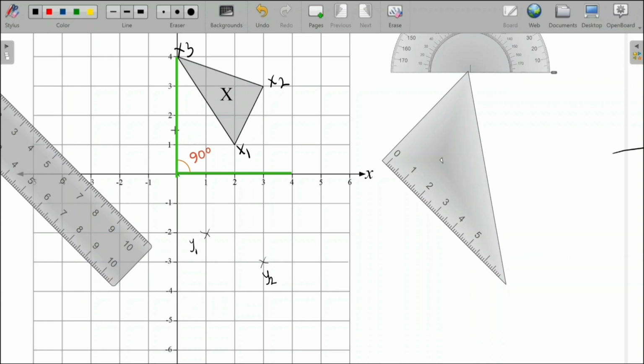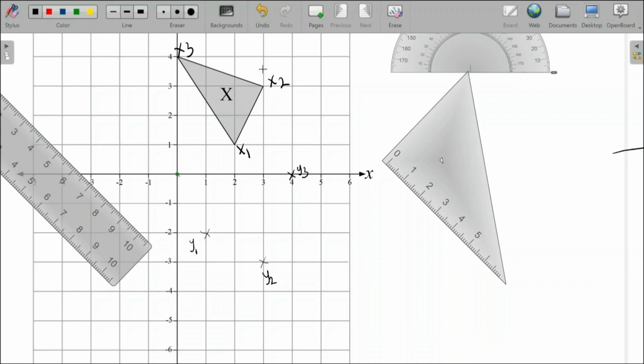From here you count 1, 2, 3, 4. It's 4 grid lines away. So from here you count 1, 2, 3, 4. This is also 4 grid lines away. If you use your ruler to measure the distance between x3 and the center of rotation, and also the distance between the point of rotation and this point here, they will actually measure the same, which is 4 grid lines away from it. So you mark this point as your y3.